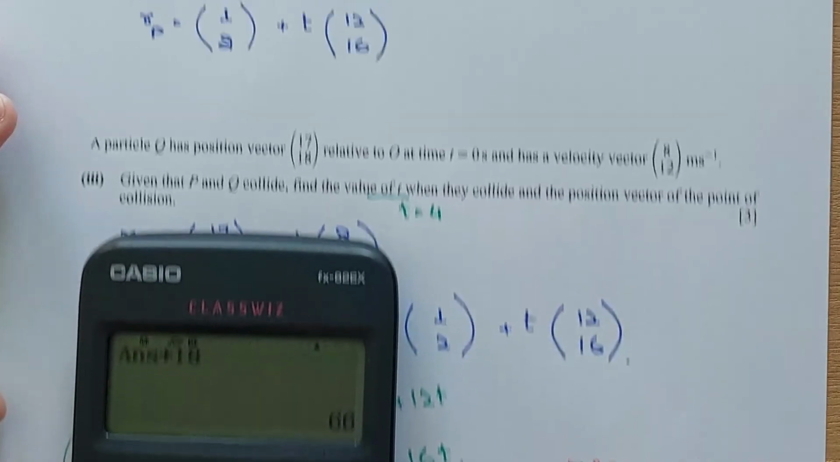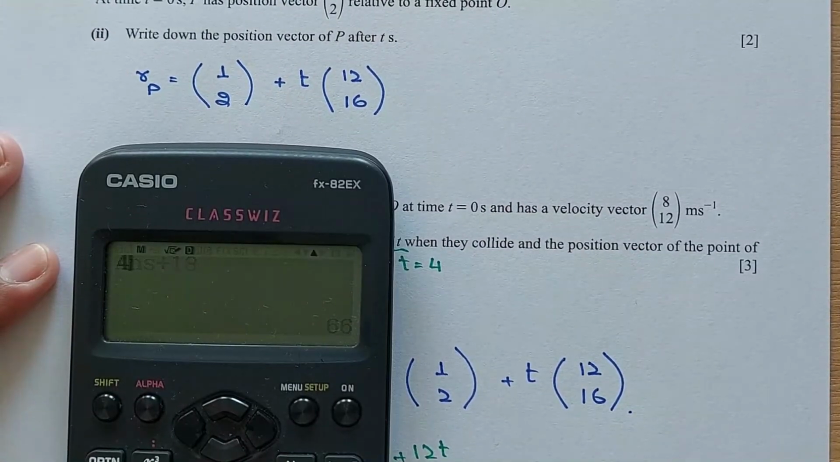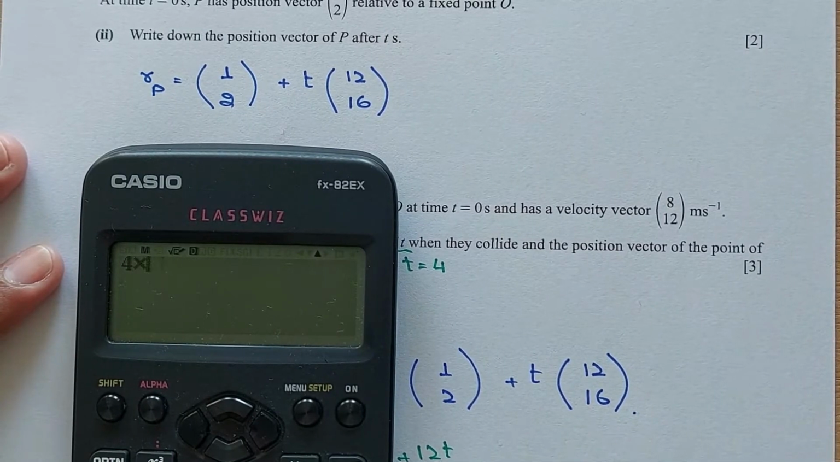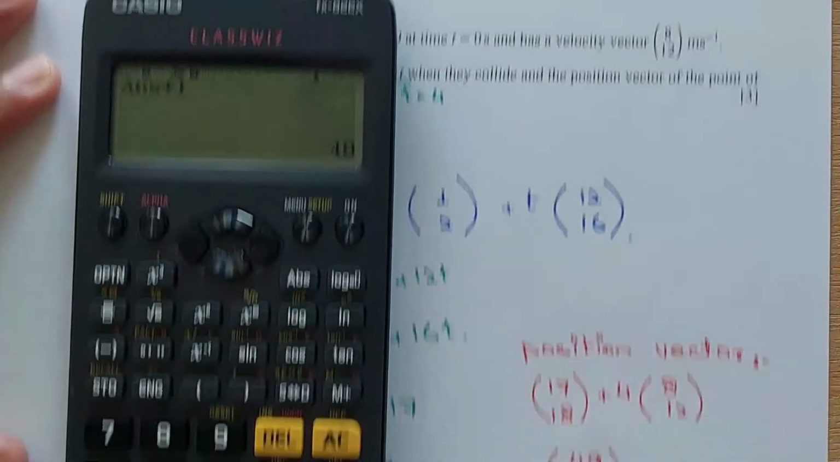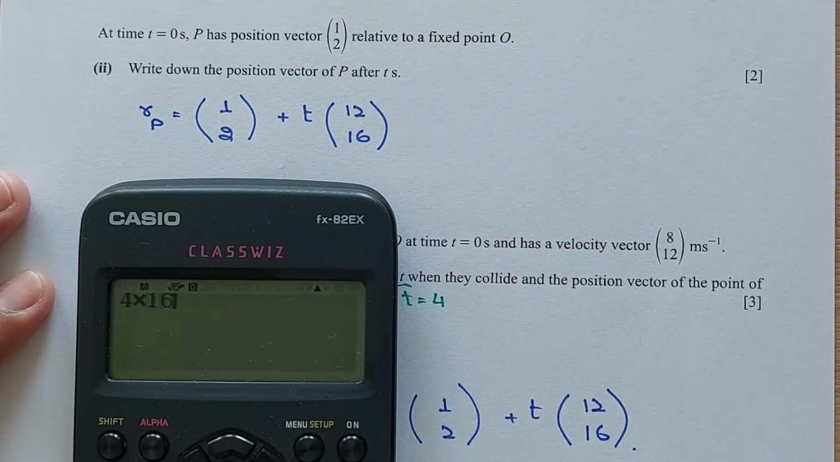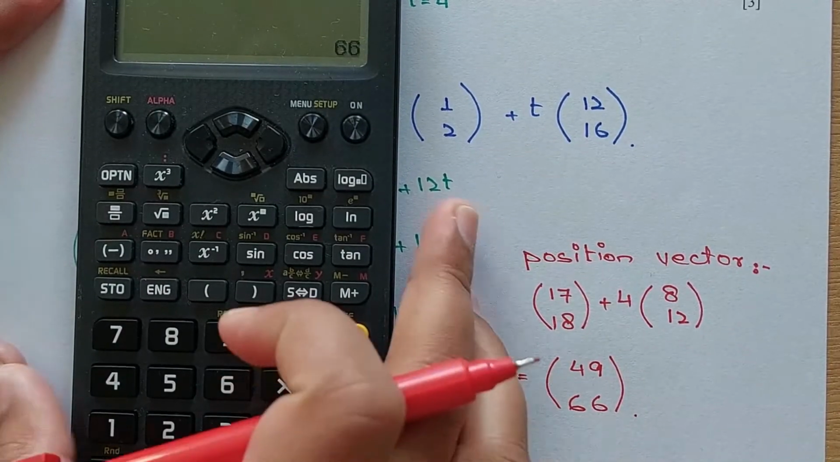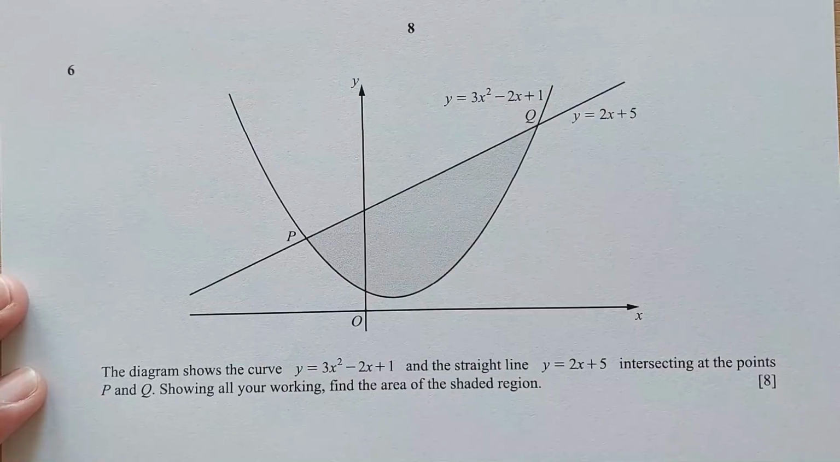Or we can check for this one as well, putting t over here. So we have t is 4, sorry. 4 times 12 plus 1, 49. So that is same. And 4 times 16, add 2, that is 66. So this is a position vector of collision.